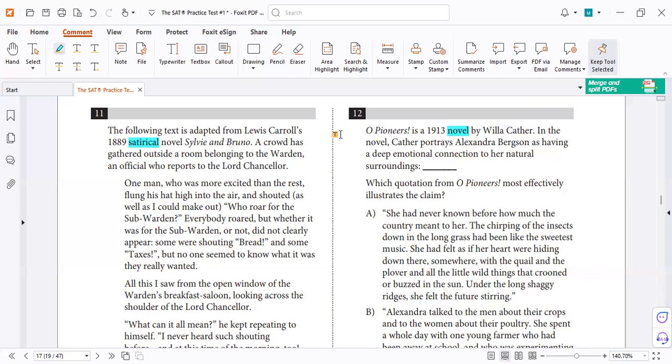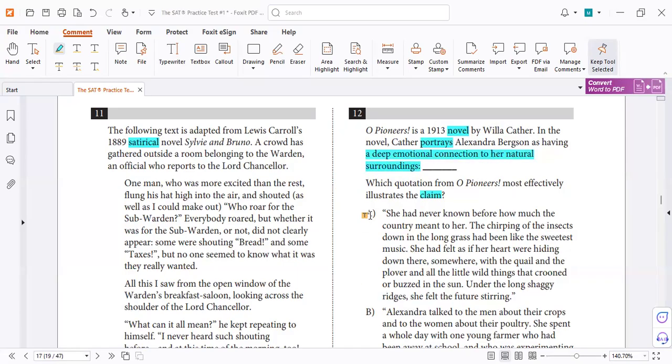I chose C. Letter C, wrong. Let's see. Okay, focus on the claim. It portrays the claim as having a deep emotional connection to her natural surroundings. Where is the connection? Let's prove it together.